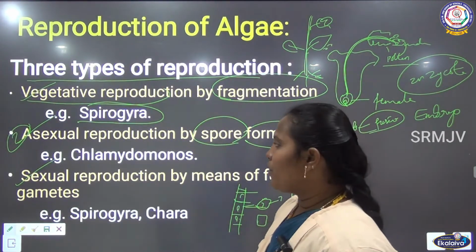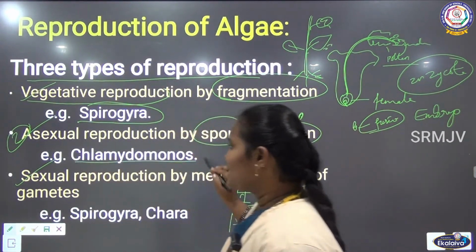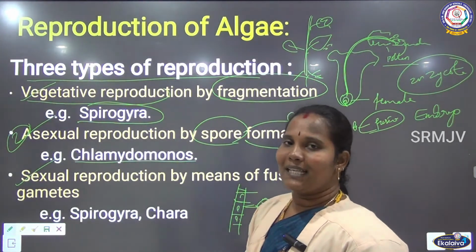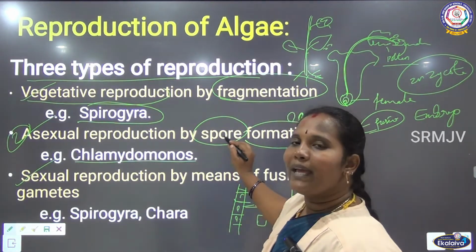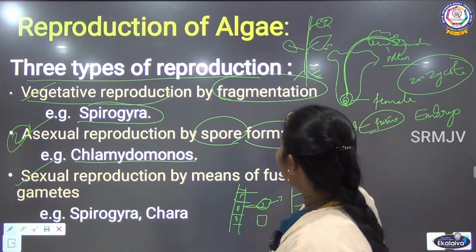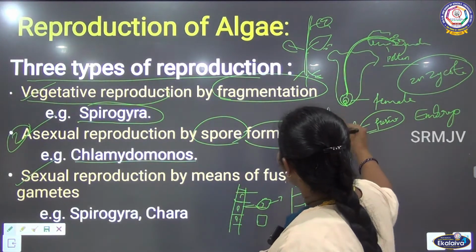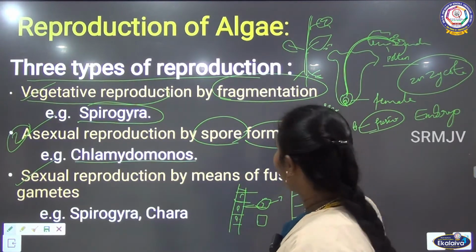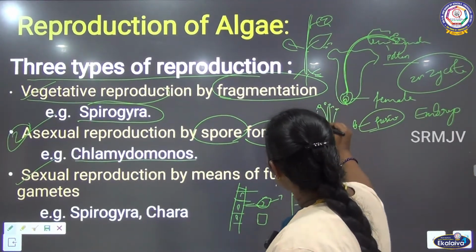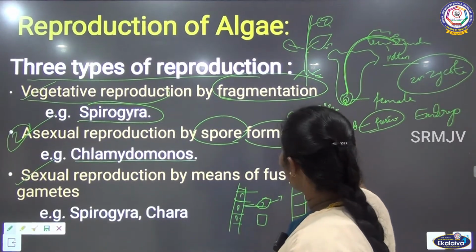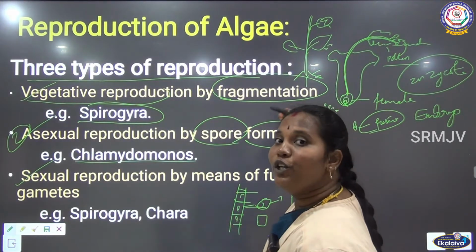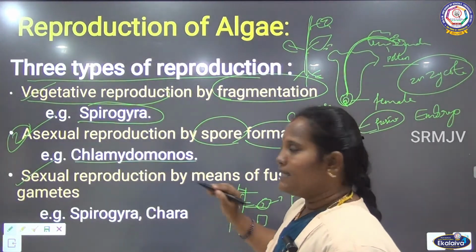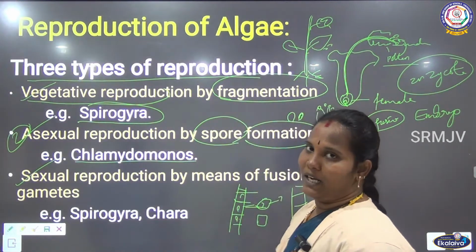What is the example for algae? Chlamydomonas. Chlamydomonas is the example. They can make spores. Spores are like small buds that the plant body makes. The small buds fall down, and after that the spore can grow into a new organism. Okay, this is the asexual reproduction.